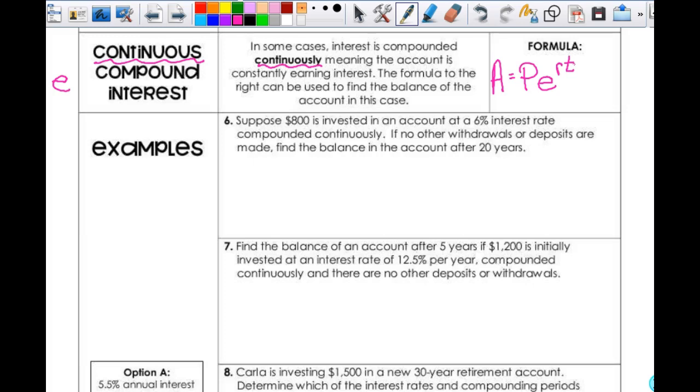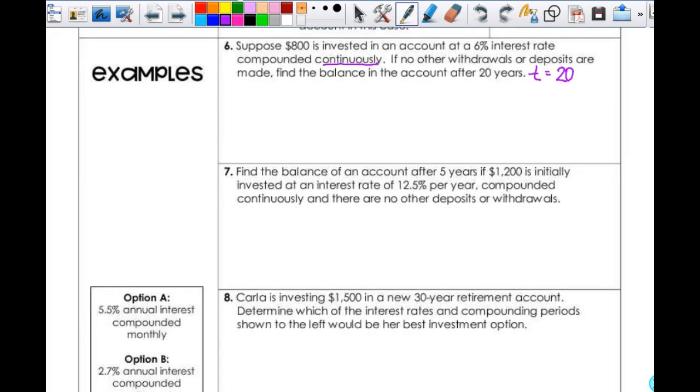So exact same formula. Suppose $800 is invested in an account at a 6% interest rate compounded continuously. So that gives it away right there. If no other withdrawals or deposits are made, find the balance in the account after 20 years. All right, so our time here is 20. We don't have an N because it's continuously compounding. So I have A equals the initial amount, which is 800, times E to the 0.06 times 20. Let's go ahead and get that typed in.